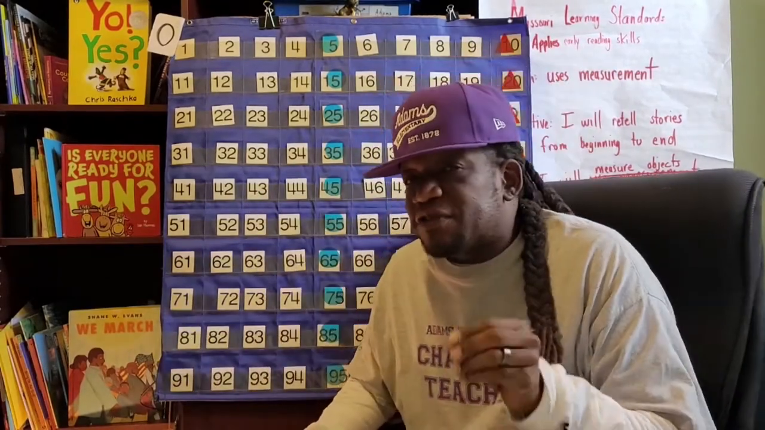Let's get it started with some counting. We're going to count on a number chart. We're going to count together. Today, we're going to count from 0 to 100 by ones, fives, and tens. Are you ready? All right, we'll count just a little faster to make sure we have some time for all our fun stuff. So you ready?